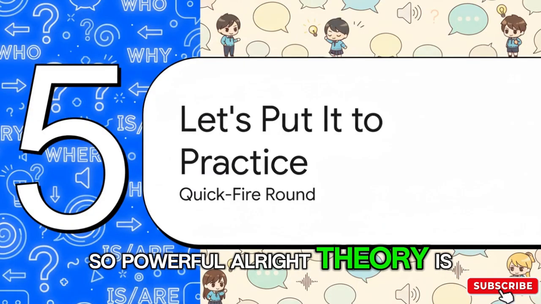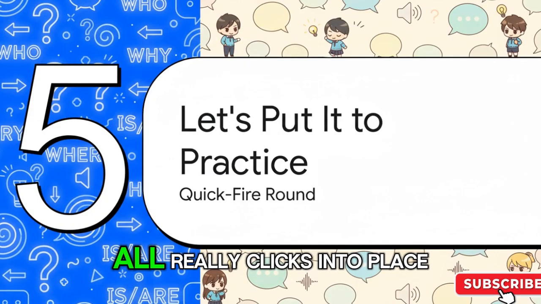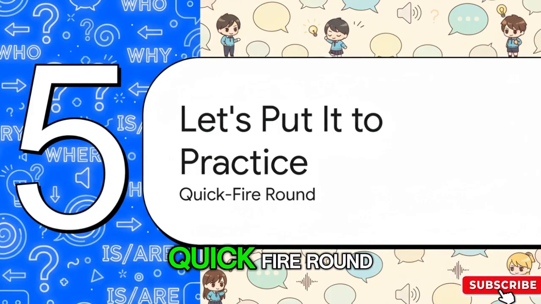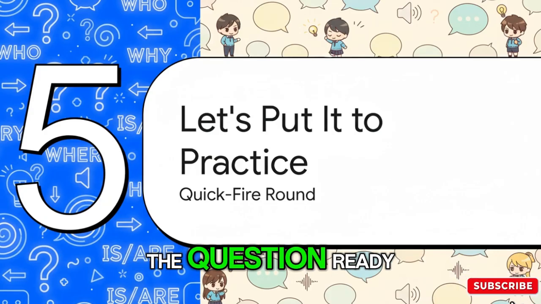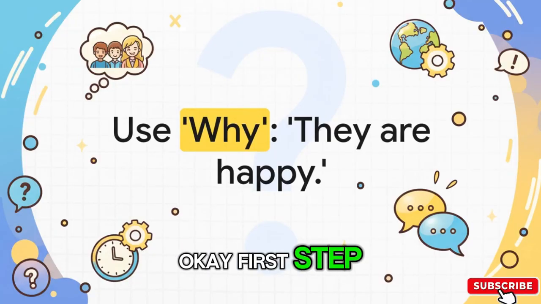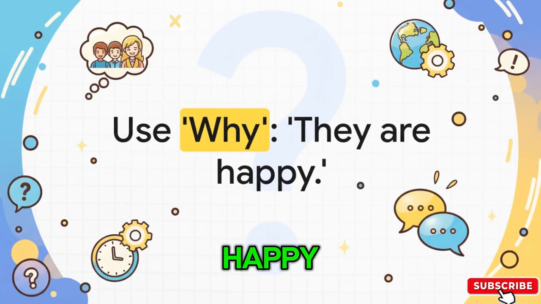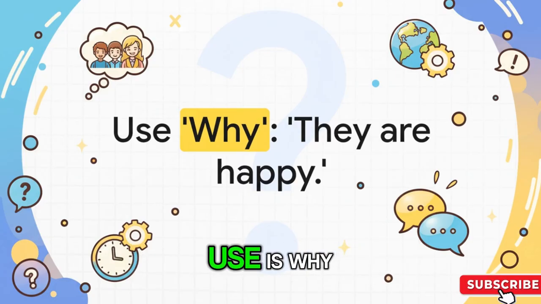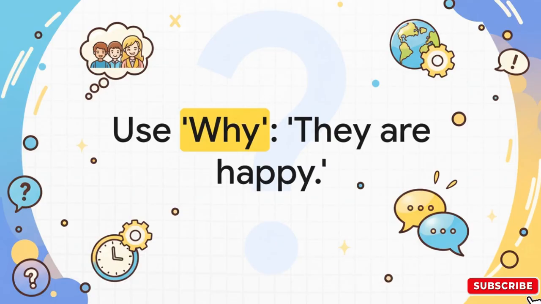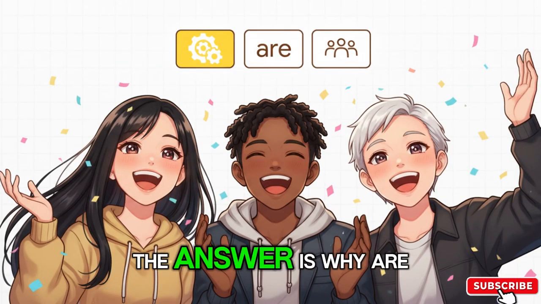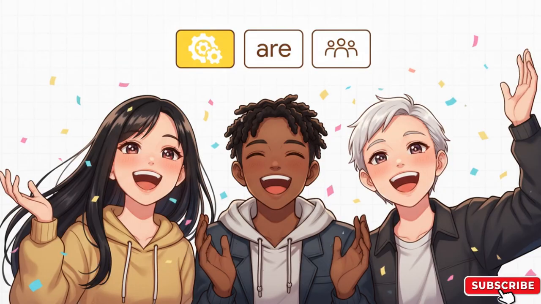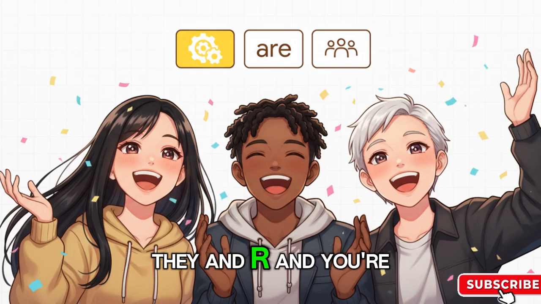All right, theory is great, but practice is where it all really clicks into place. So let's do a little quick fire round. I'll give you a statement and a WH word, and you try to build the question. Ready? Okay, first step. The statement is, they are happy. And the word we're going to use is why. I'll give you a second to think. How do you turn that into a question asking for a reason? Did you get it? The answer is, why are they happy? You just pop why right at the front, do that classic swap with they and are, and you're done.